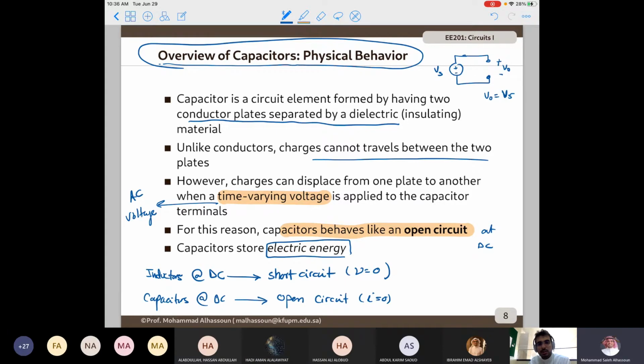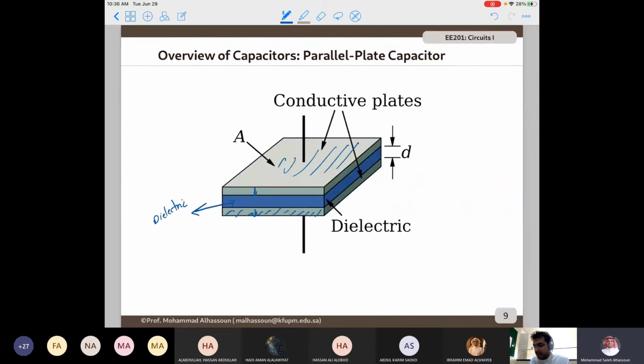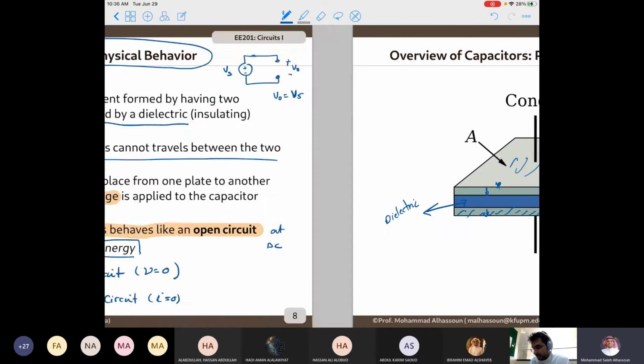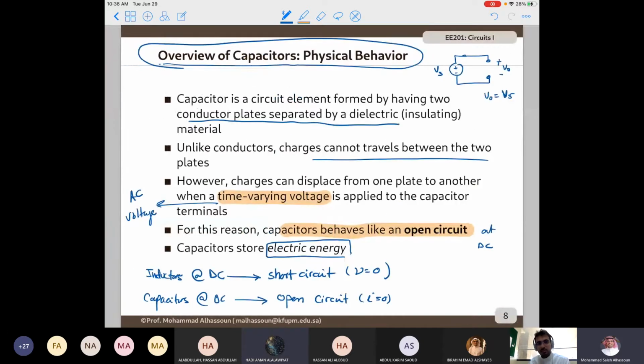However, the situation is not exactly the same when you have an AC voltage. When you have an AC voltage, the AC current can go from this plate to the other. Okay, good. Very good.